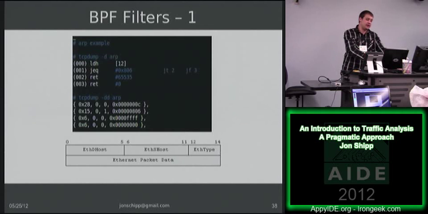The next instruction, 001, is jump equal. It says if the value loaded from the 12th byte, which is the ether type field, is equal to 806 in hex, then jump to instruction 2. If it jumps to instruction 2, we return 65,535 bytes, which is the maximum you can capture.